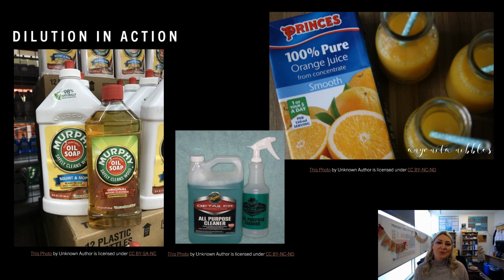We also see this with cleaners that are sold in bulk. They'll sell you a concentrated solution. You just get your own container and add water at home. We see this for Murphy's oil soap and all-purpose cleaners. So we see a lot of concentrates in our everyday life.